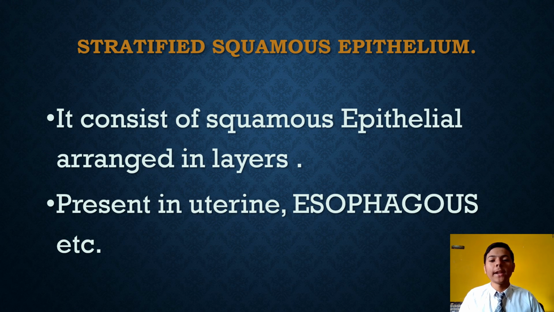Fourth is stratified squamous epithelium. It consists of squamous epithelial cells arranged in layers, present in ureter, esophagus, etc.